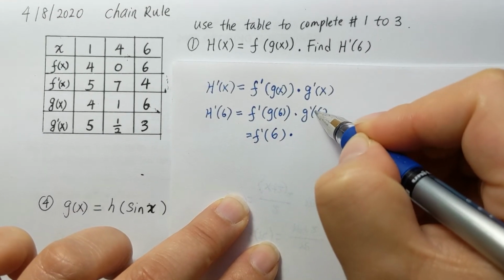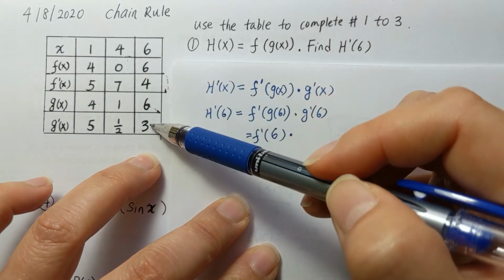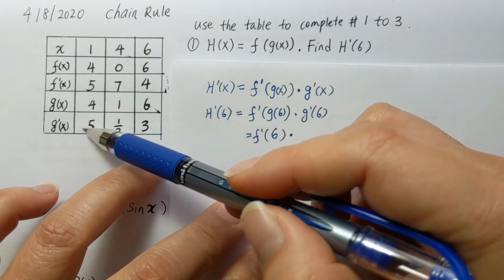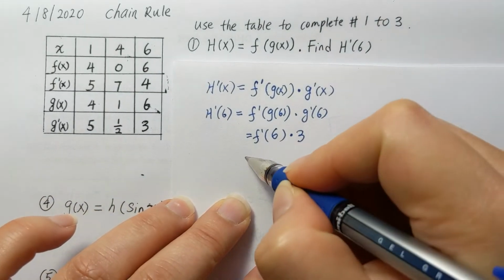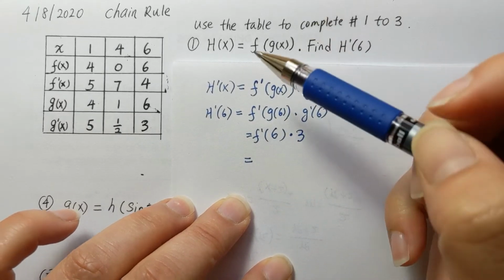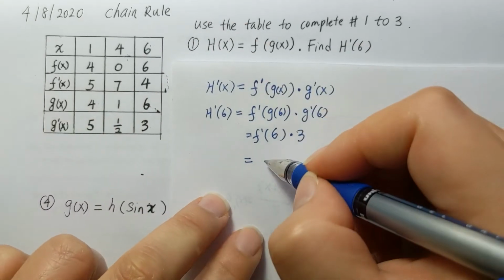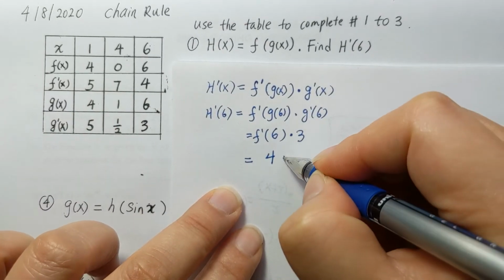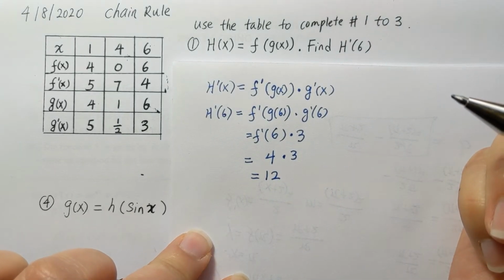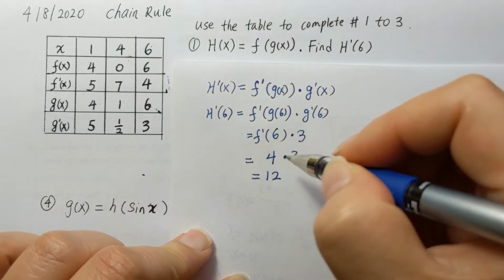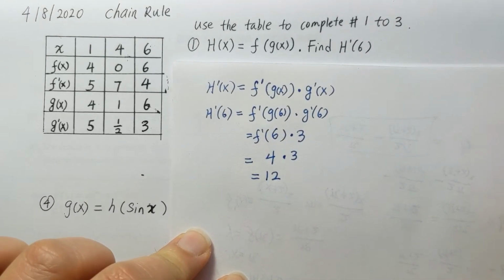Now we're going to find g prime of 6. G prime of x, and then you match with the 6. Okay, 6 and g prime, so we get 3. So times 3. Now we had to find f prime of 6. So f prime is right here, and then 6, so we get 4. So we got 4 times 3, and then the final answer is 12. So this will be one of the easiest questions in the chain rule with symbolic form.